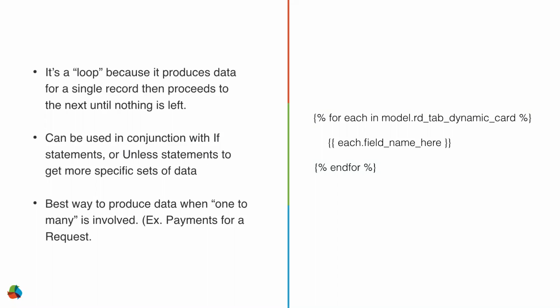To add to for loops is the ability to use them with if statements and unless statements. This makes it possible to accomplish displaying data such as org histories and breaking them down between requests, grants, and declined records.